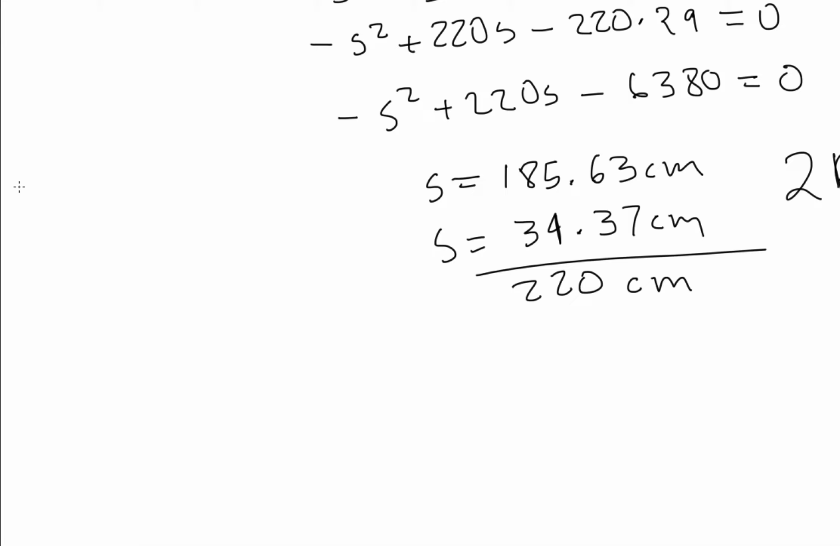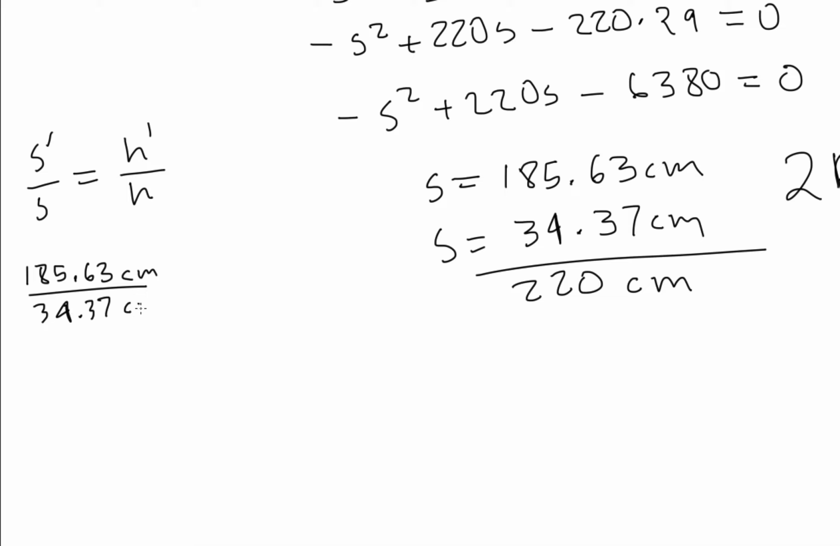Looking further, we can see that the ratio between s prime and s is equal to the ratio of h prime and h, which is the image height and the object height. We know s prime, if we choose it to be 185.63 centimeters, that means that s has to be 34.37 centimeters. We don't know h prime, but we do know h, which is 2 centimeters. Multiplying both sides by 2, you should get h prime is equal to 10.8 centimeters.